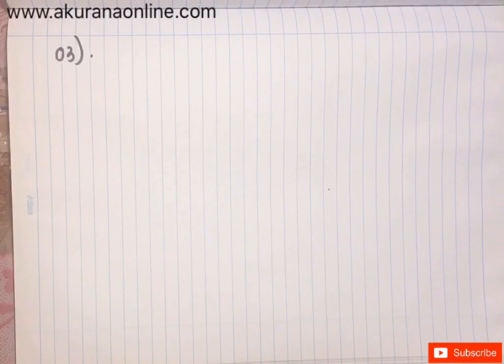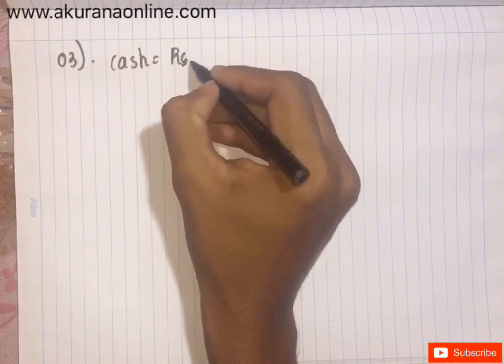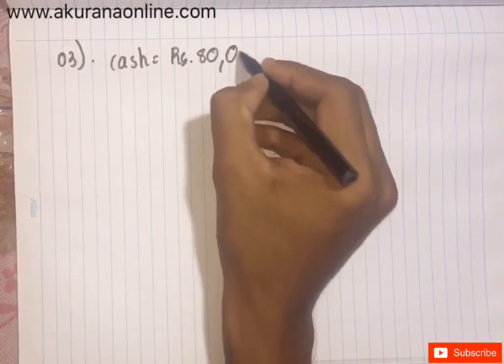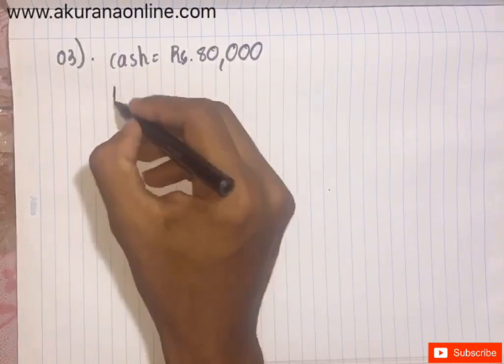It's a small question, but you have to answer in order. A computer is sold for a cash price of 80,000. The price of the computer is 80,000, and it can be purchased by making a down payment of 20,000.